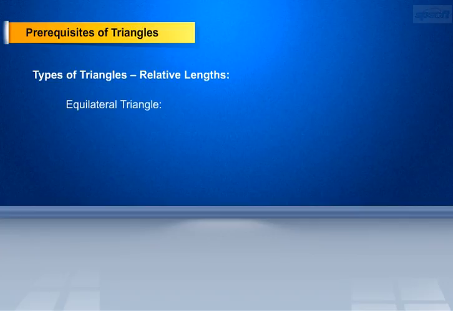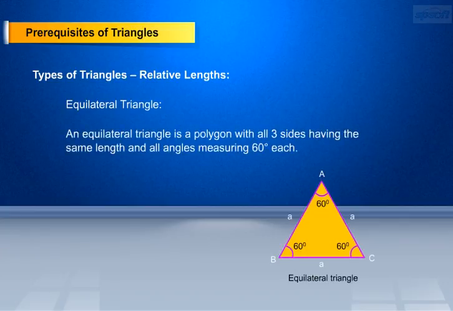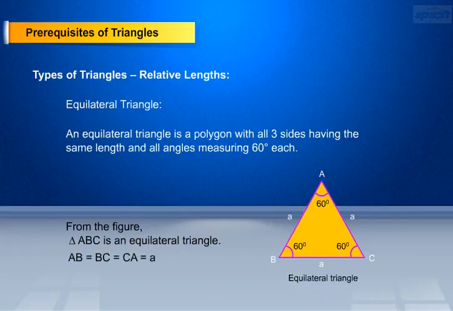Equilateral Triangle. An equilateral triangle is a polygon with all the three sides having the same length and all angles measuring 60 degrees each. We can say that triangle ABC is an equilateral triangle if the lengths of the three sides are equal, that is, AB equal to BC equal to CA, and all the three angles are measuring 60 degrees each, that is, angle A equal to angle B equal to angle C equal to 60 degrees.